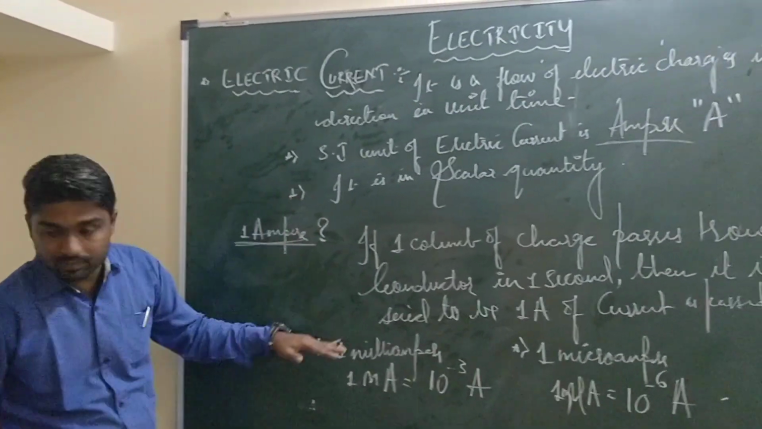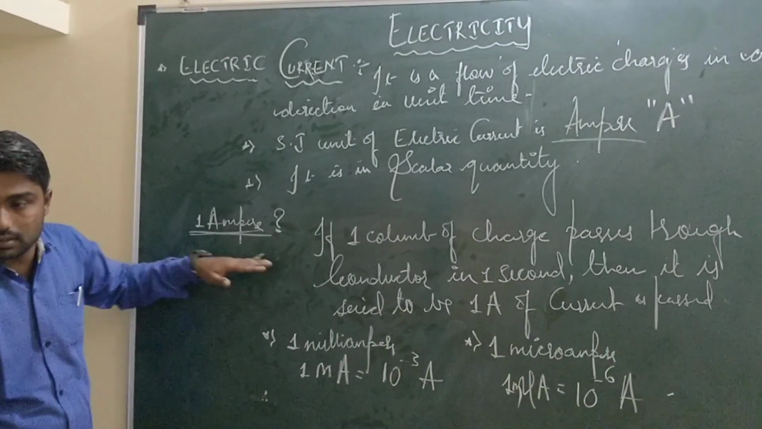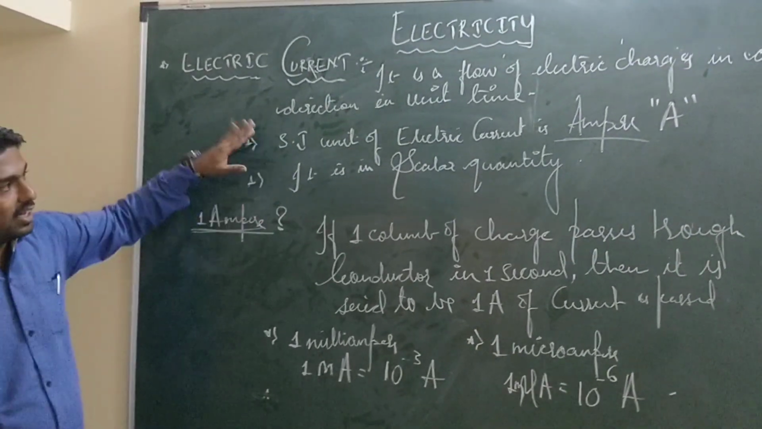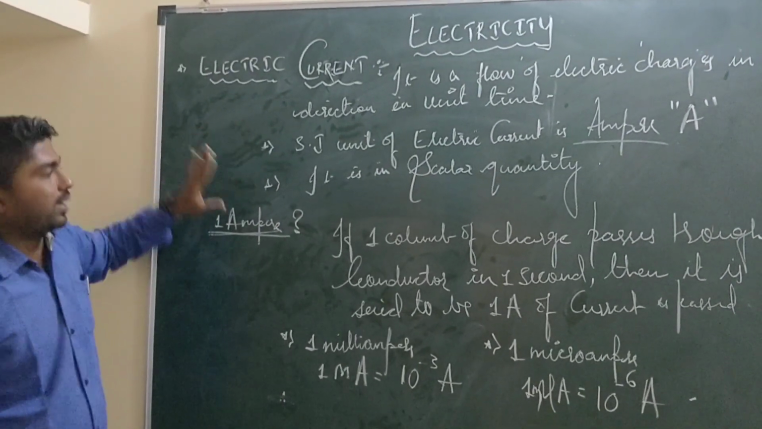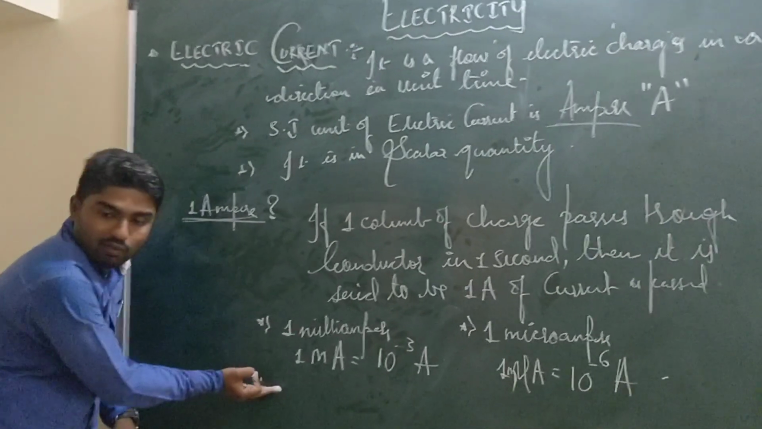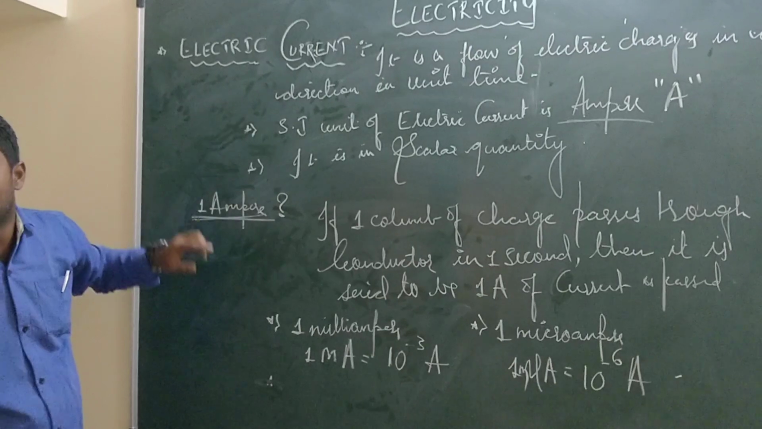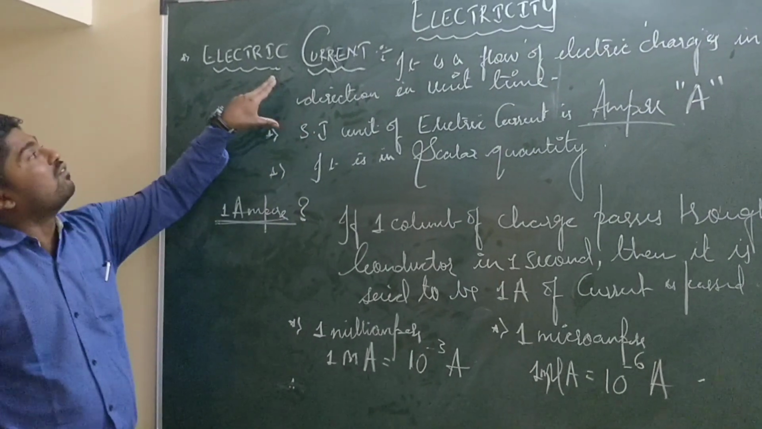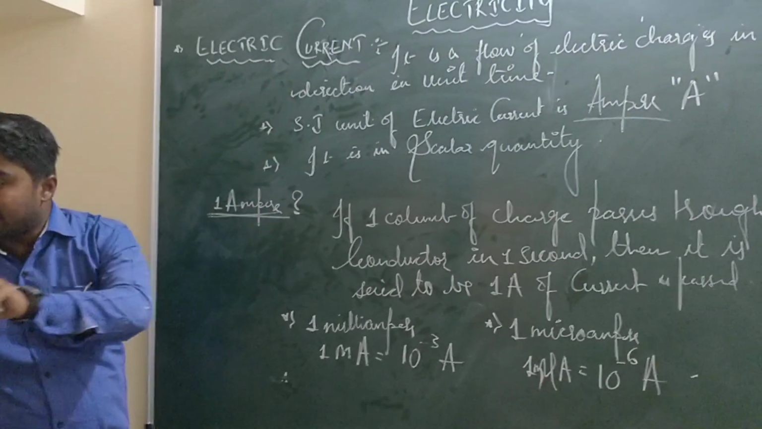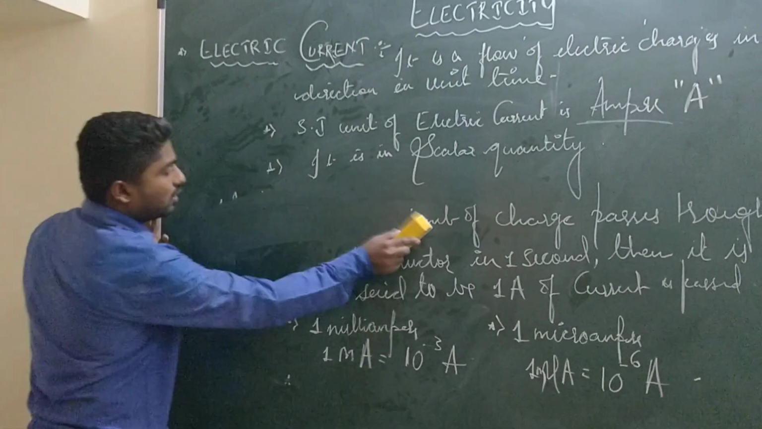Is it clear to you guys? Yes, sir. Now, is there any doubt in this? No, sir. Okay, guys, up to 1 ampere you have learned here. The only thing left to learn in this electric current is the formula to calculate the electric current. I will discuss about that.